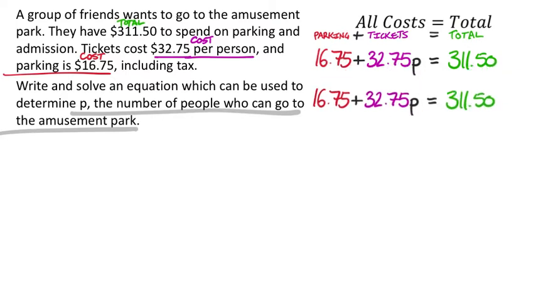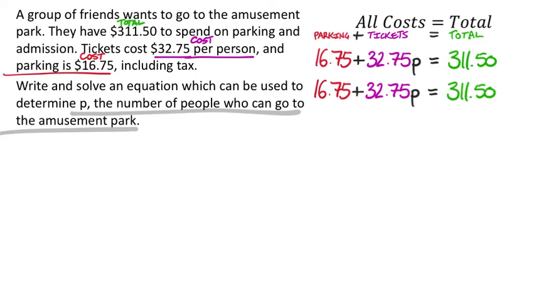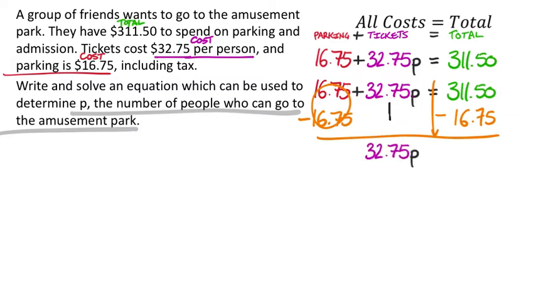So again, I'm just going to copy it down so that I can keep one of them clean. And now that I have it, I'm ready to solve it. So principles of equality, let's zero out the 16.75 by subtracting 16.75. If I do it to one side, I need to do it to the other side as well. So that's going to zero that out. Now we can drop my 32.75p, which we have just done. And this would equal, just going to go to my calculator, 311.50 minus 16.75. Enter. And again, this means in terms of number of people that can go or tickets we can purchase, $294.75.